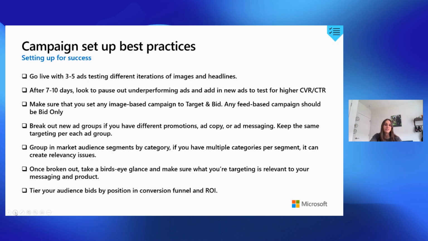Break out new ad groups if you have different promotions, ad copy, or ad messaging. Keep the same targeting per each ad group, but this is great for seasonal promotions and pushes. Group in-market audience segments by category. If you have multiple categories per segment, it could create relevancy issues, so we definitely don't want that. And once broken out, take a step back and a bird's eye glance to make sure that the targeting is relevant to your messaging and products. And last but not least, tier your audience and bids by position in the conversion funnel and ROI.